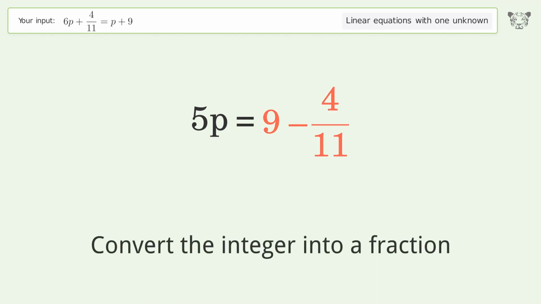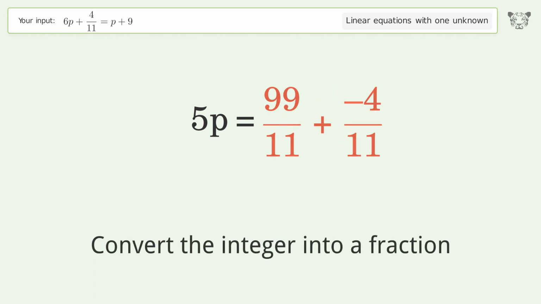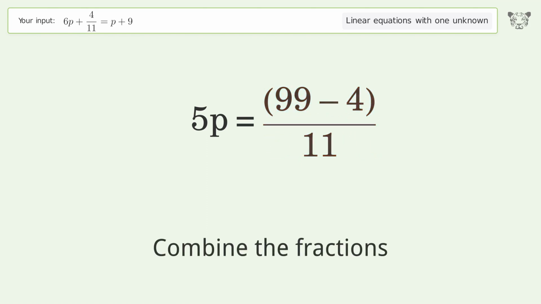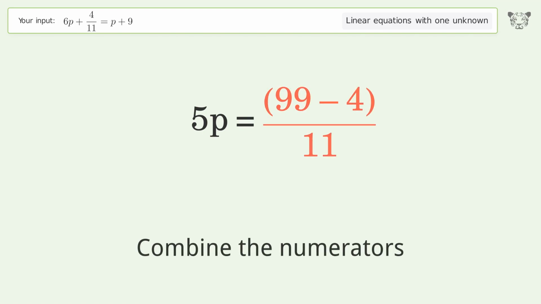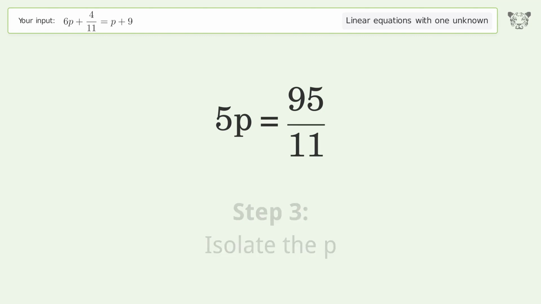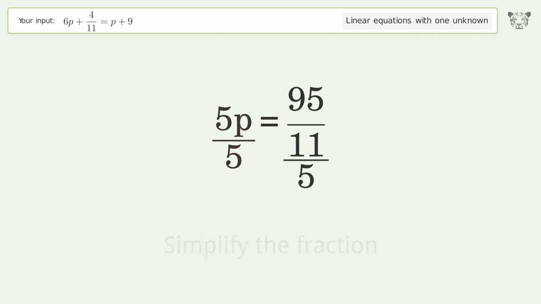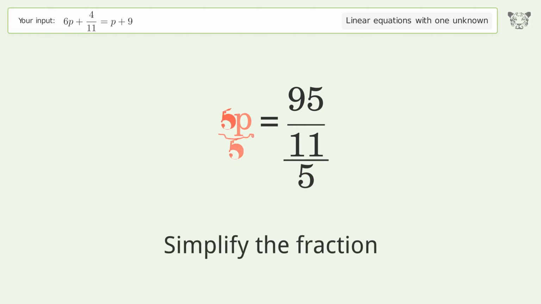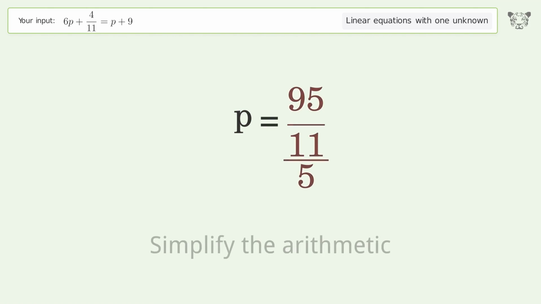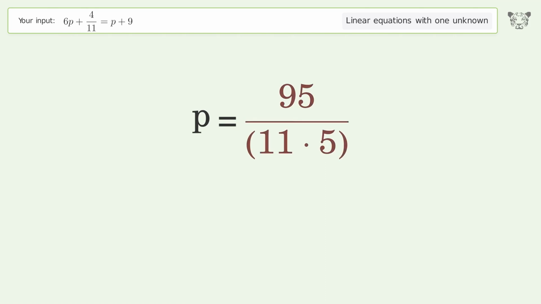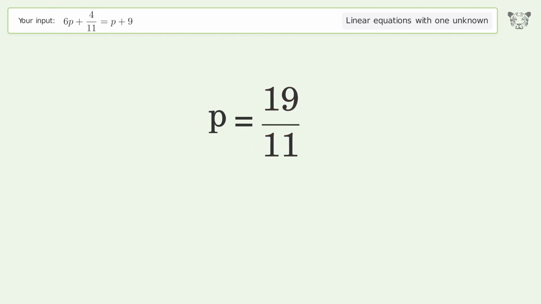Convert the integer into a fraction. Combine the fractions. Combine the numerators. Isolate the p. Divide both sides by 5. Simplify the fraction. Simplify the arithmetic. And so the final result is p equals 19/11.